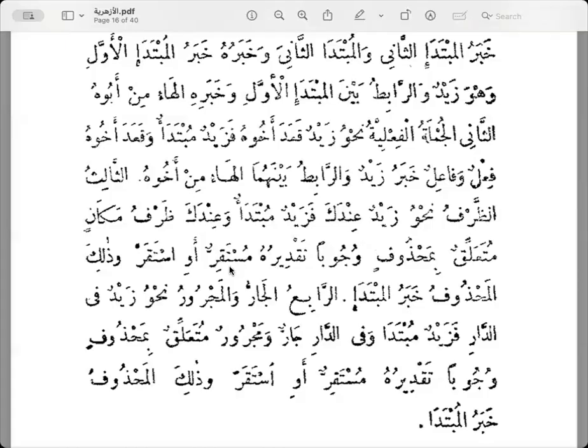So what he's saying is, when you see a jar majrur or a dharf, what you're really seeing is the effects or the footprints or the lawazim, the things that are necessitated by some kind of mufrad. So in reality, it's not a second category. If you say taqdirhu mustaqirrun, what you're really saying is category one. So you say أنا في الدار, أنا كائن في الدار, أنا مستقر في الدار, أنا موجود في الدار. What does that mean? That means that مستقر is the مبتدأ, and مستقر is a mufrad, so it's category number one. Okay, it's category number one.